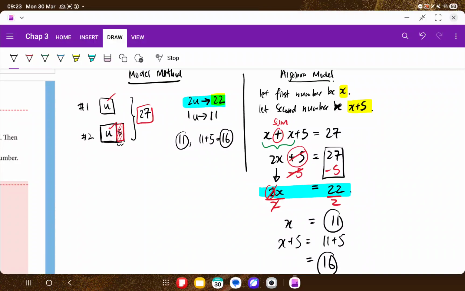The algebra method is longer, more things to write. But the algebra method is step by step, same as before. Model method is shorter, but you can't do model unless you know how to draw model. Are we okay with this? Eric, you listening to me? Yeah.